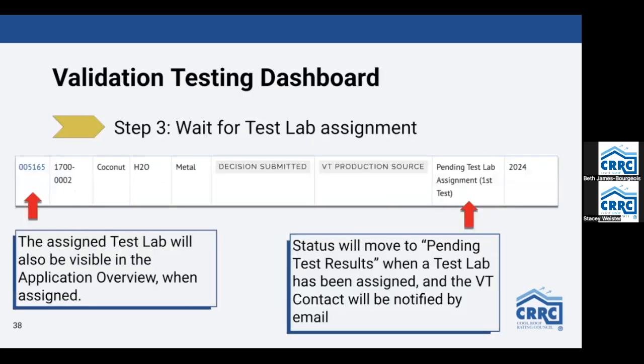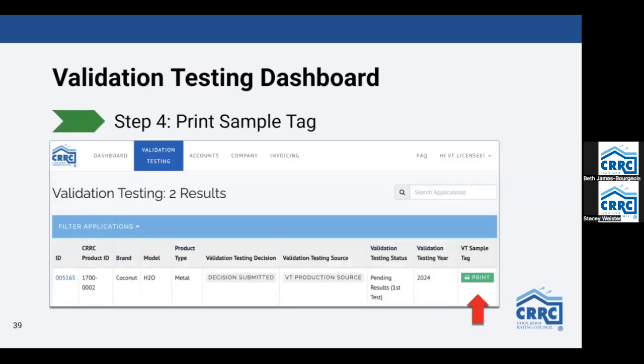When you submit the production source information, the VT status will be pending test lab assignment. When CRRC staff assigns a test lab, you will receive an email notification and the VT status will move to pending test results. The assigned test lab will also be visible in the application overview by clicking the application ID on the left. When you receive notification that the test lab has been assigned, it is time to send your specimens to the test lab.